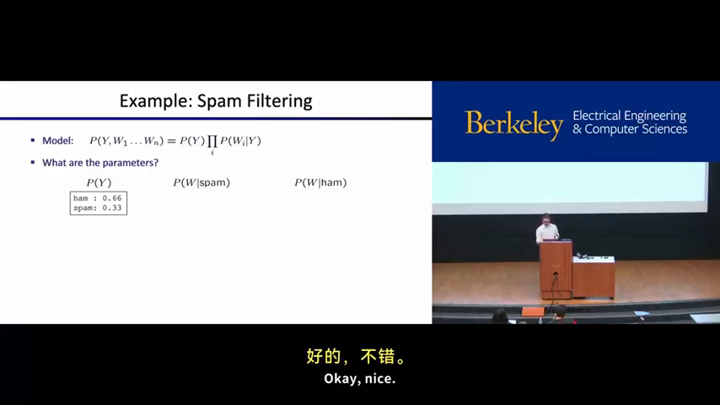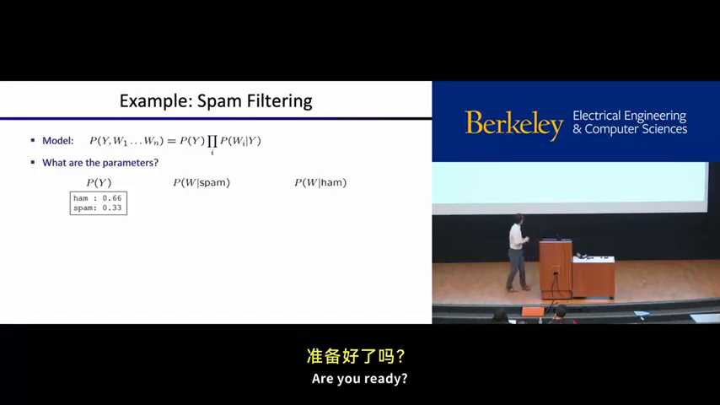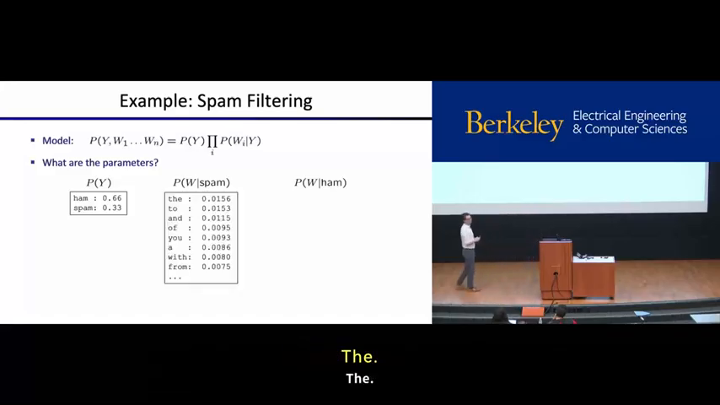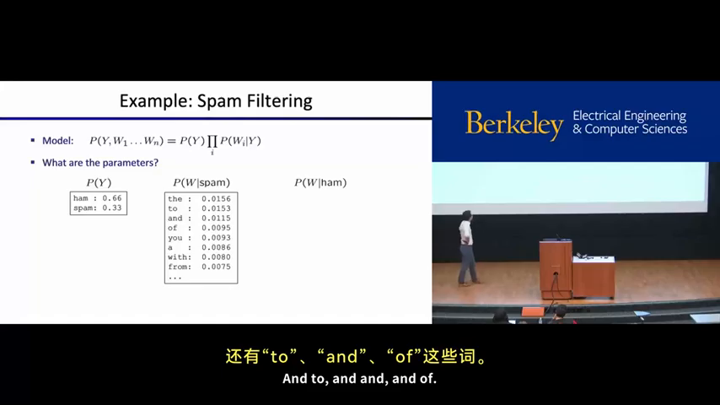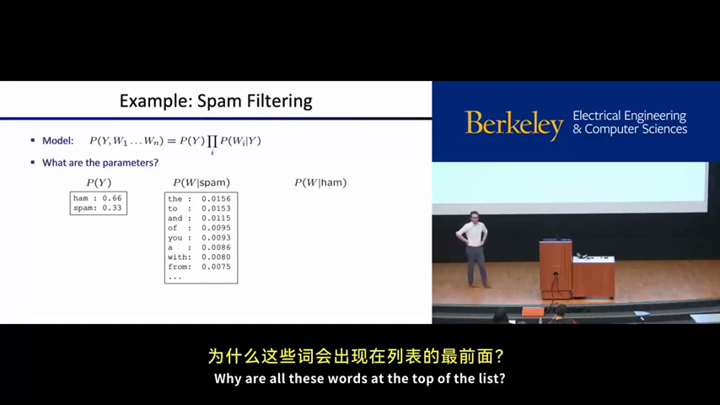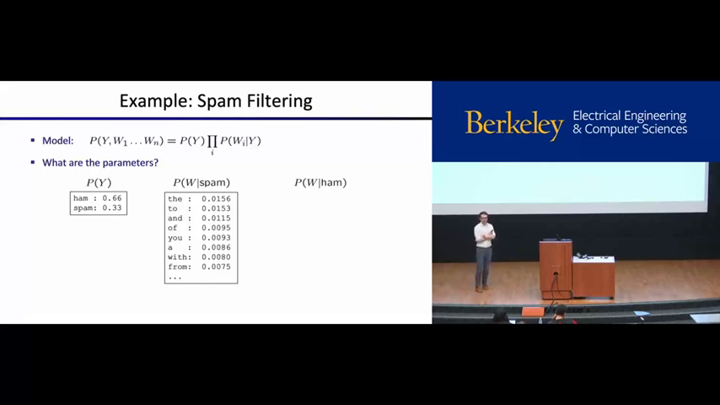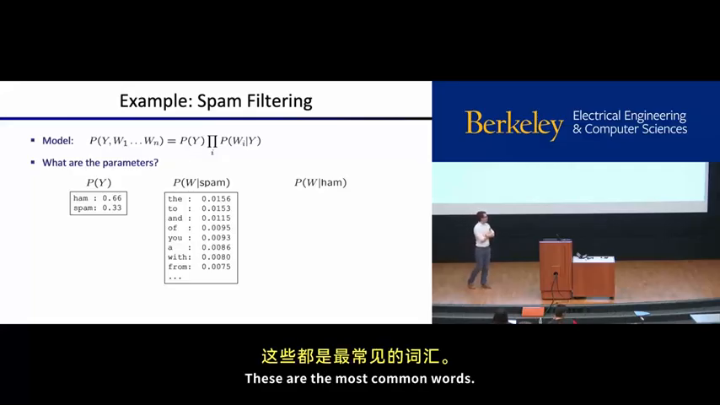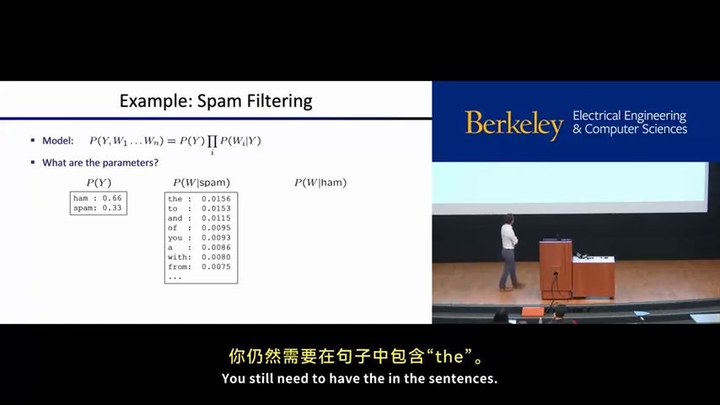Very evocative. Okay, nice. Here are the highest probability words conditioned on spam being true. Are you ready? Ooh, suspense. The. Wait, why is the at the top of the list? And to, and of. Why are all these words at the top of the list? These don't look like spam words. What's going on? These are the most common words. Okay, so conditioned on spam, the most common words don't seem to change. You still need to have the in the sentences.